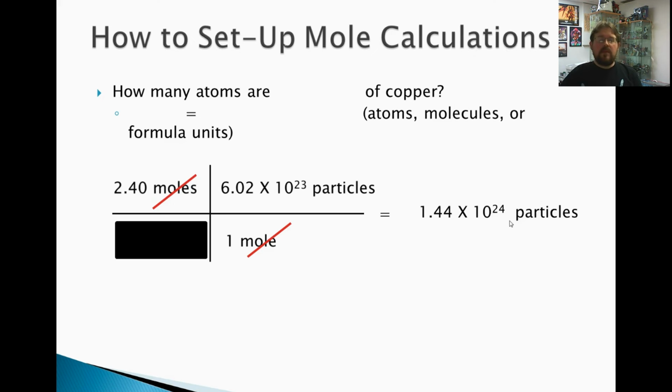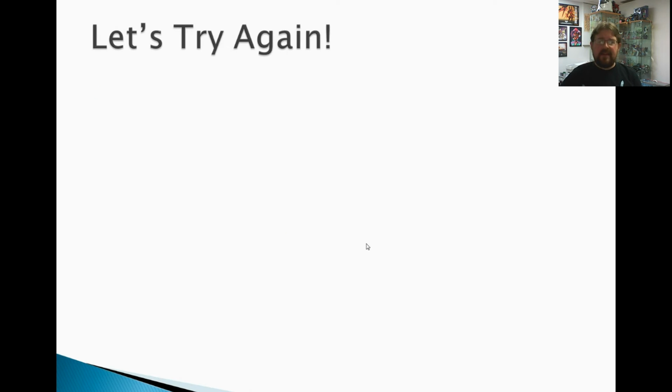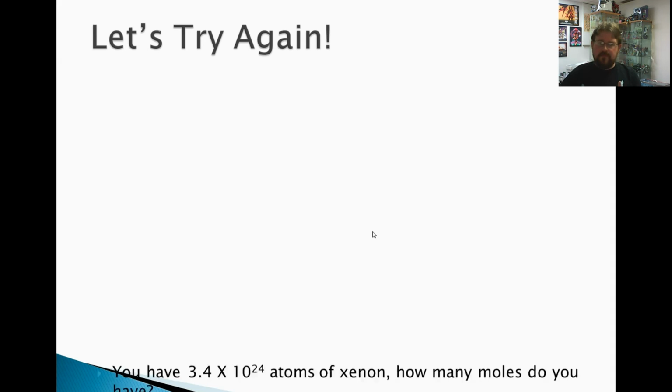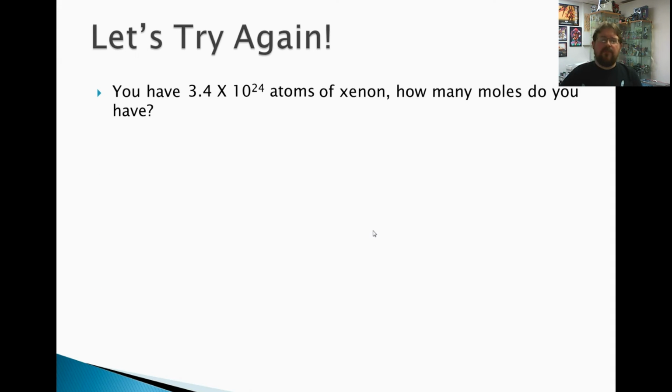Now, the idea here is, did you have to put 1 on the bottom? No, but are you always going to have 1 on the bottom? No. It all depends on what you're starting with. And we're going to see that in our next problem. You have 3.4 times 10 to the 24th atoms of xenon. How many moles do you have?